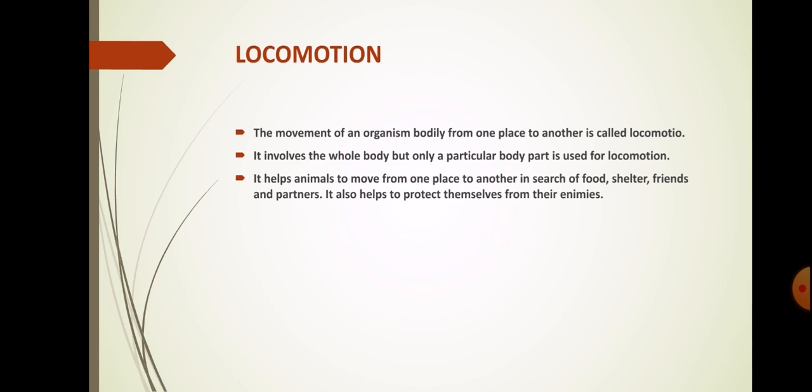The movement occurs by the whole body of an organism or only in a certain part of it. Any organism, when it moves from one place to another for locomotion, does not always use the whole body. Few animals use the whole body and few animals use certain parts of the body for locomotion. So here we can say that in locomotion, particularly a part of the body is used.